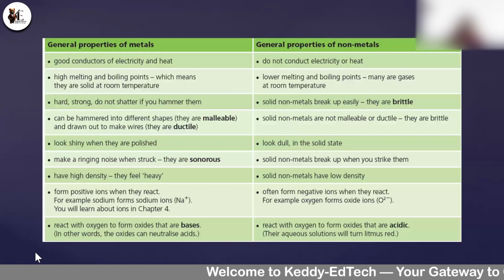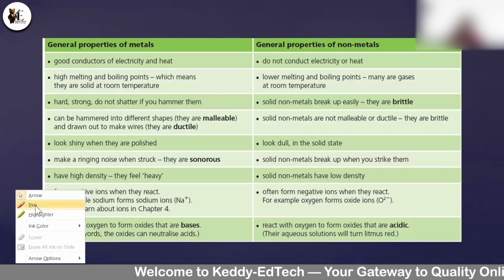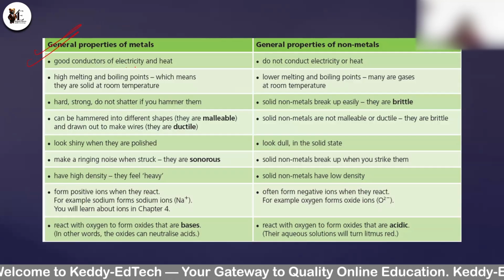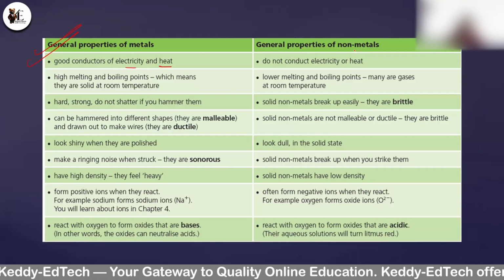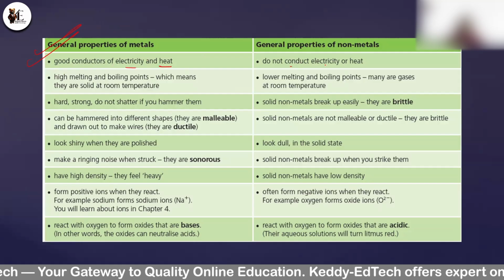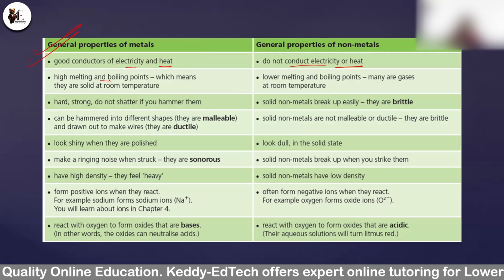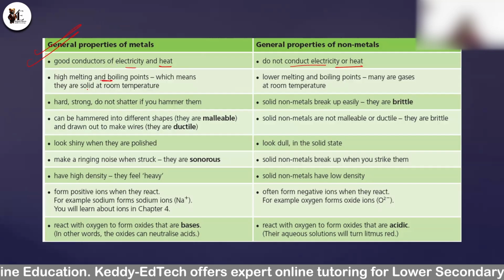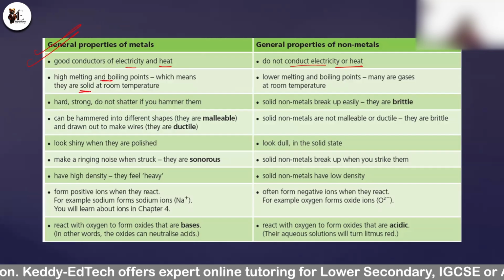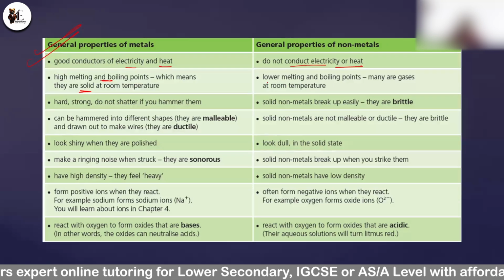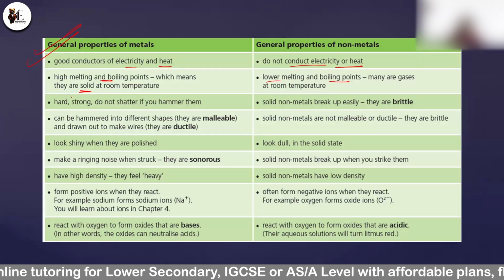So now we are going to study about metals and non-metals. This is a very important table. You just have to learn it. Metals are good conductors of electricity and heat. Non-metals are not good conductors of electricity or heat. Metals have high melting and boiling points, that's why they are solid at room temperature. But non-metals are gases at room temperature because they have lower melting and boiling points.